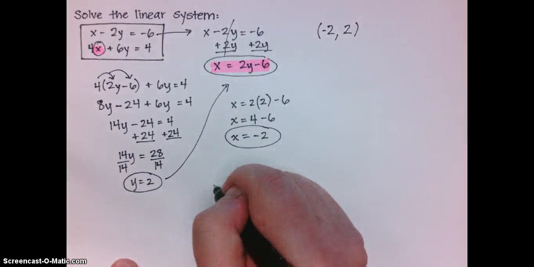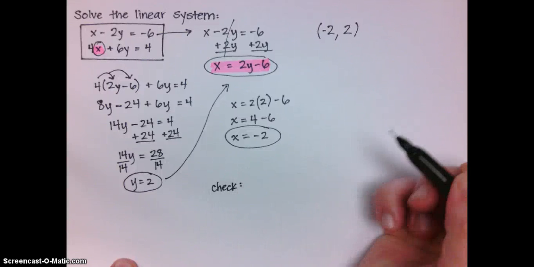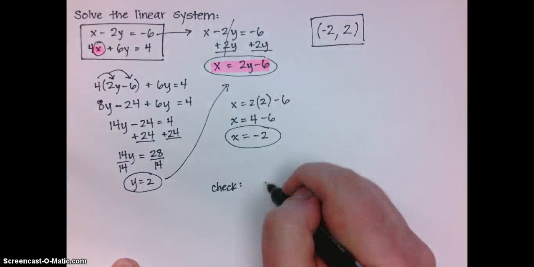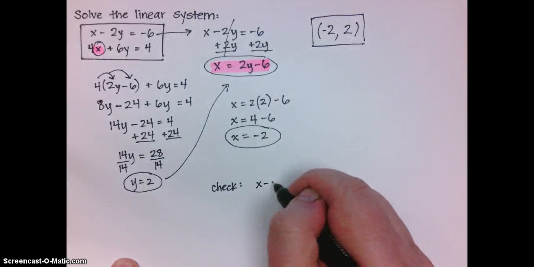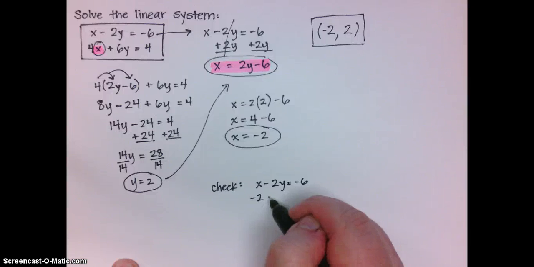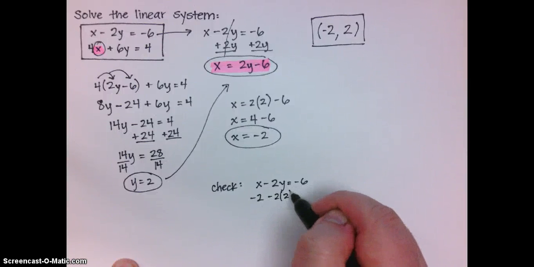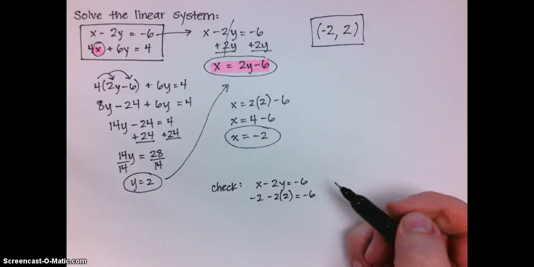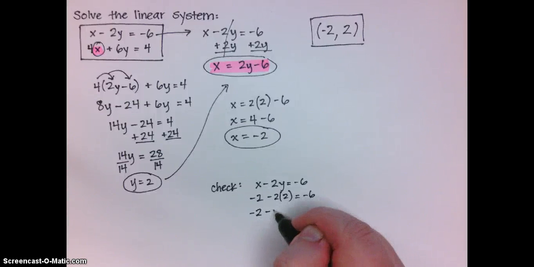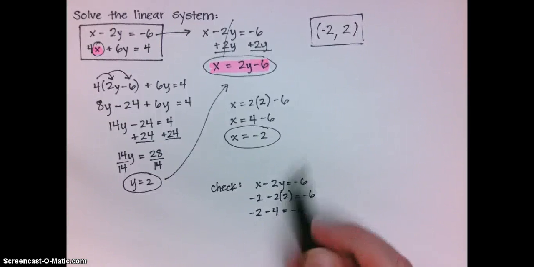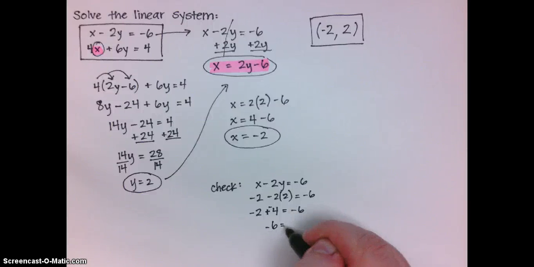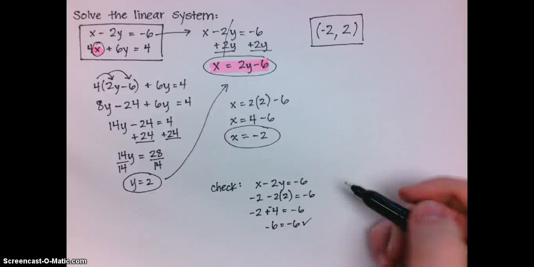And just like I did before, let's check it out. Let's see if this coordinate is in fact a solution for this linear system. So I'm going to plug it into the first equation, which was x minus 2y is equal to negative 6. The x value is negative 2 minus 2 times the y value, positive 2, is equal to negative 6. Be very careful with all of these negatives now, that you don't make any mistakes. I have negative 2 minus 4 is equal to negative 6. Negative 2 minus 4, or plus negative 4, is the same as negative 6. And that is true on both sides.